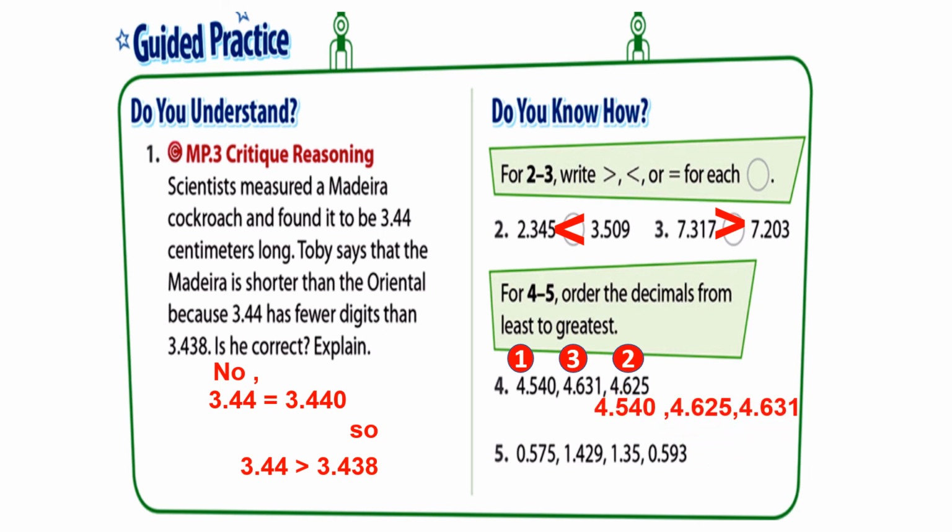Question 5, using the same way, but before doing anything here, I want you to know that the number of digits must be the same to compare easily. The first number has 4 digits, the second number has 4 digits, the third number has 3 digits, so we can add an extra 0 to that number to be also 4 digits, to be 1.350, and the last number also has 4 digits. Now we can order them easily: the first number is 0.575, the second number is 0.593, the third number is 1.350, then the fourth number is that one. And that's the answer, guys.